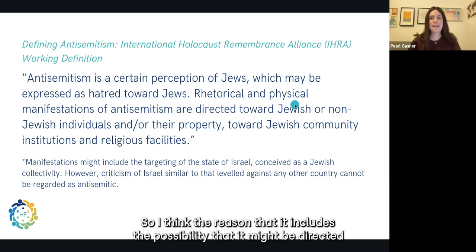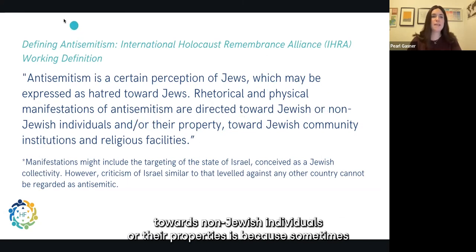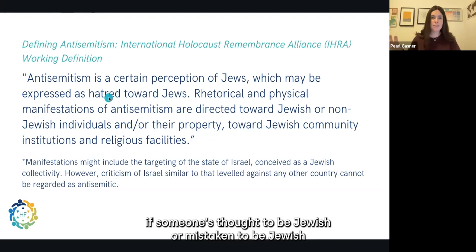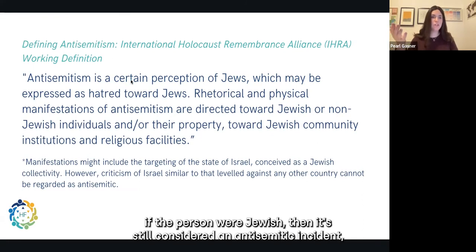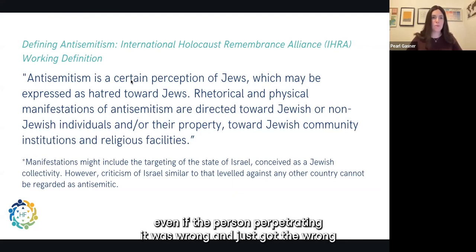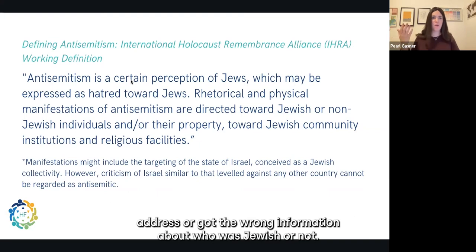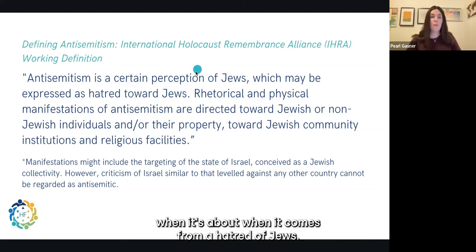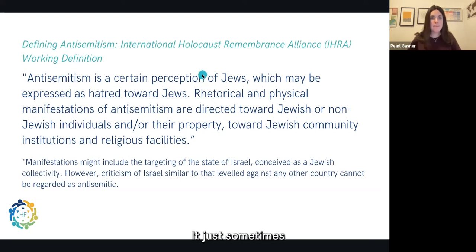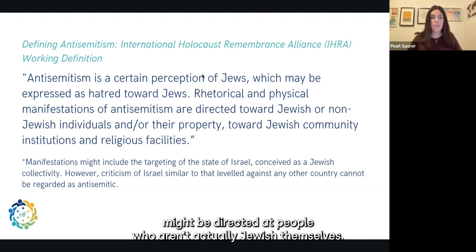So I think the reason that it includes the possibility that it might be directed towards non-Jewish individuals or their properties is because sometimes someone is thought to be Jewish or mistaken to be Jewish, and they are the victims of something that would be anti-Semitic if the person were Jewish. Then it's still considered an anti-Semitic incident, even if the person perpetrating it was wrong and got the wrong address or the wrong information about who was Jewish or not. So it still only counts as anti-Semitism when it comes from a hatred of Jews. It just sometimes might be directed at people who aren't actually Jewish themselves.